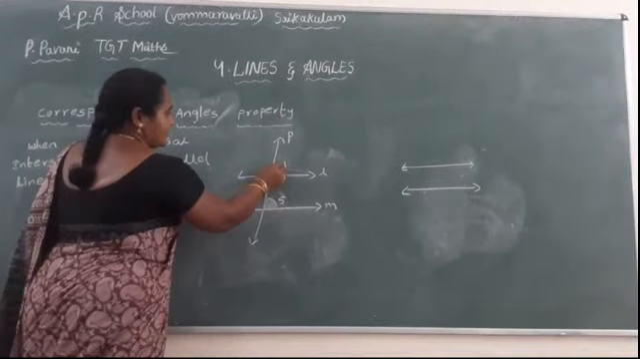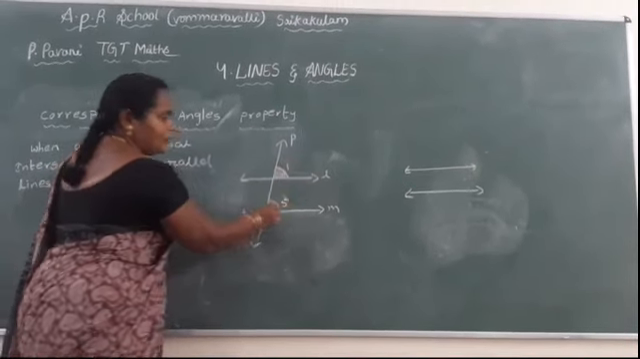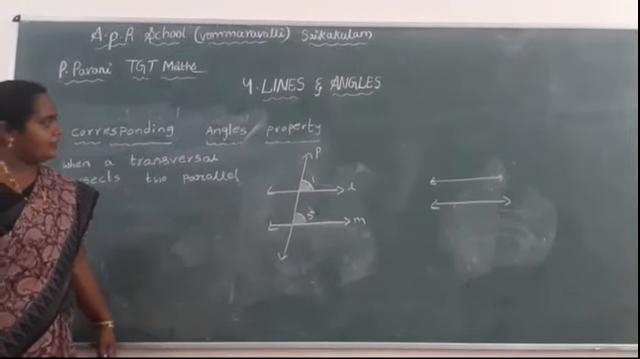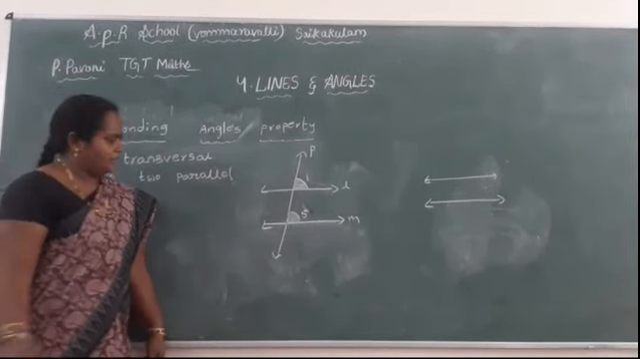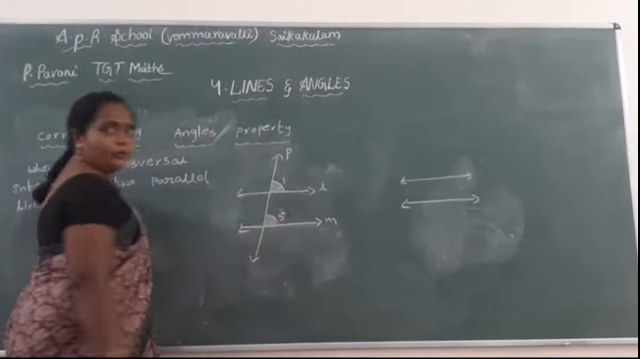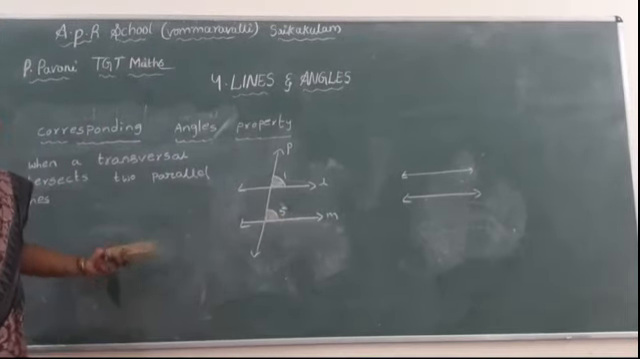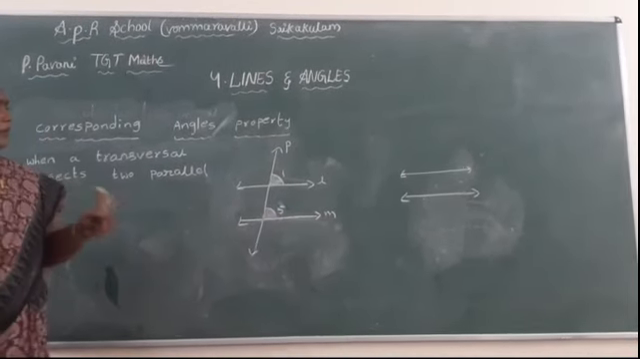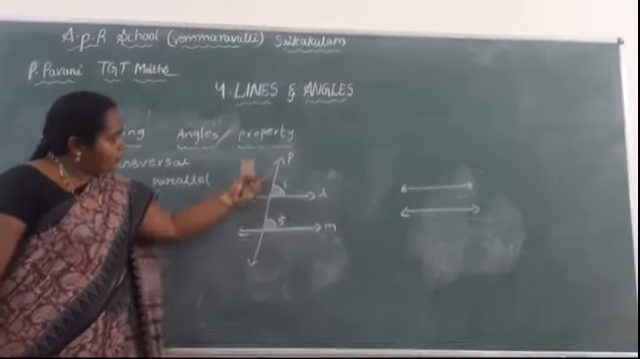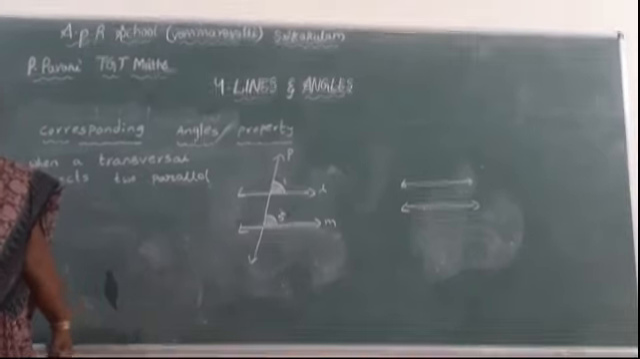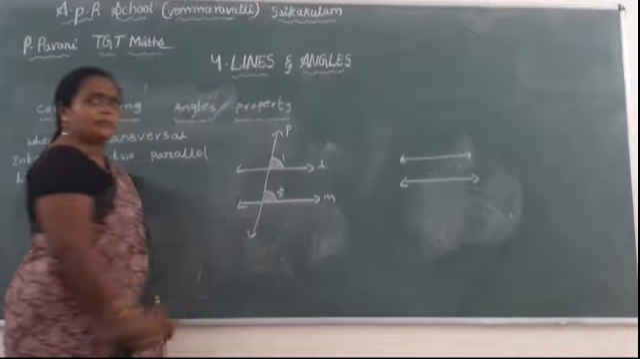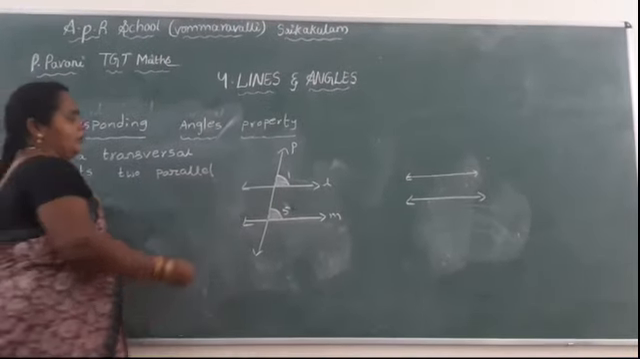Corresponding angles, angle 1 and angle 5. One is interior and the other one is exterior. Corresponding angles are equal. We prove that. How? Take a white paper and draw two parallel lines and also draw a transversal. Take one pair and mark one pair of corresponding angles.